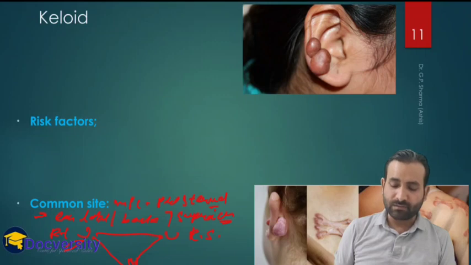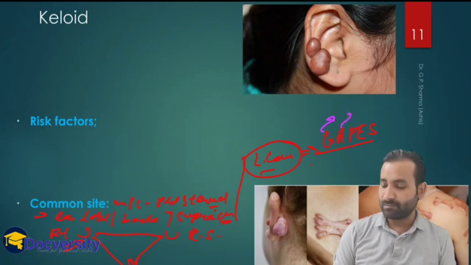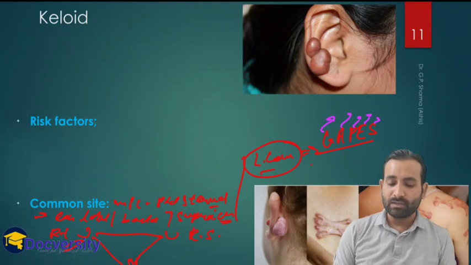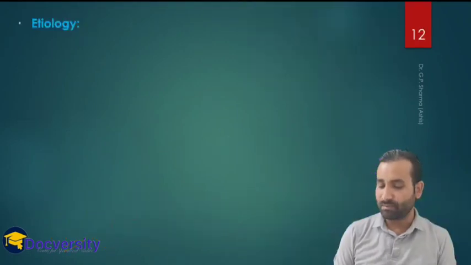Hope you understand. Another question they can ask you is, what is the least common site? You can remember the least common sites as GAPES. G means genitalia, similarly A is across the joint, P for palm, E for the eyelid, and S for the sole. So palm, sole, eyelid, across the joint, and genitalia. These are the least common sites for keloid. Please remember, these are questions in the exam. Hope you understand, right?